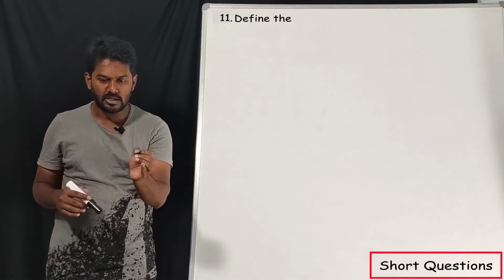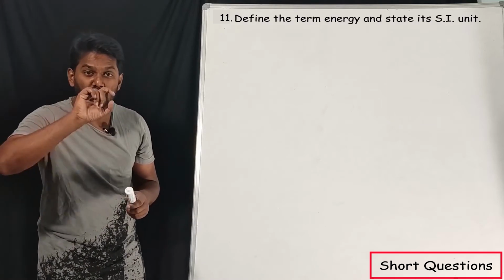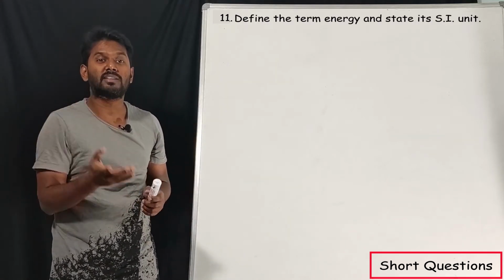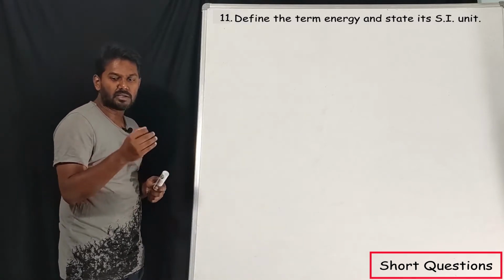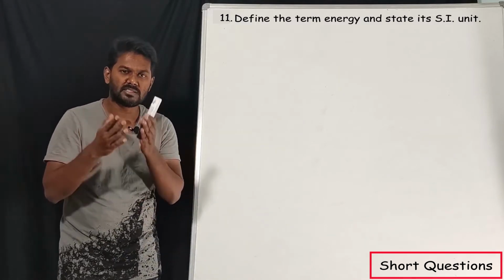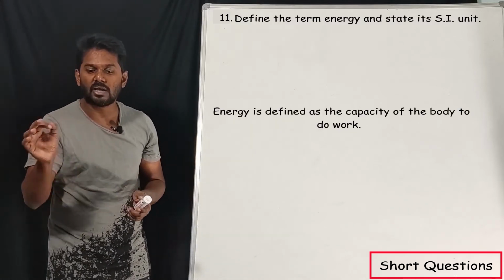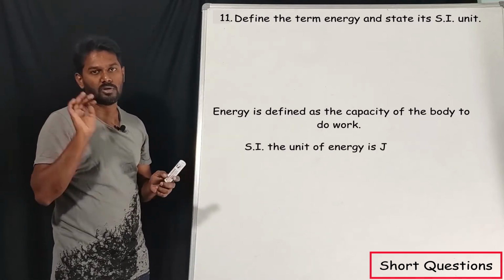Define the term energy and state its SI unit. Here they are asking you to just state it. Just write the SI unit. If they are asking you to define the unit, then you have to write it in the definition form. Okay. State the term energy. What do you mean by energy? Energy is nothing but the capacity to do work. What is the SI unit of energy? Again, SI unit of energy will be joules only.